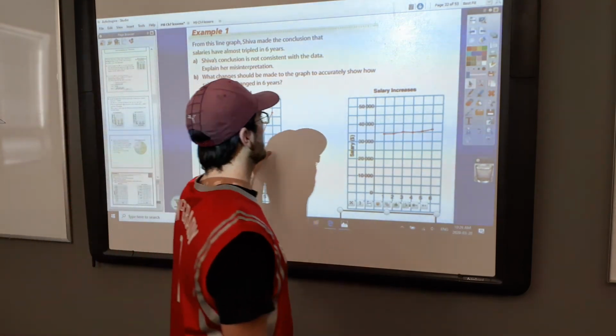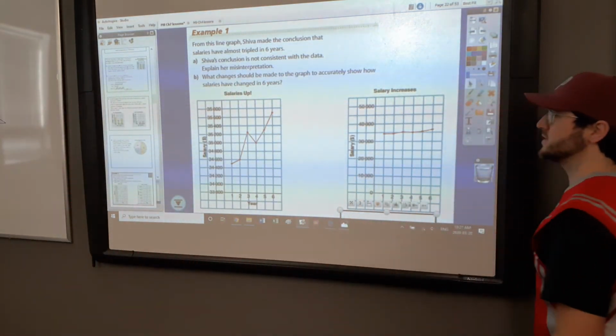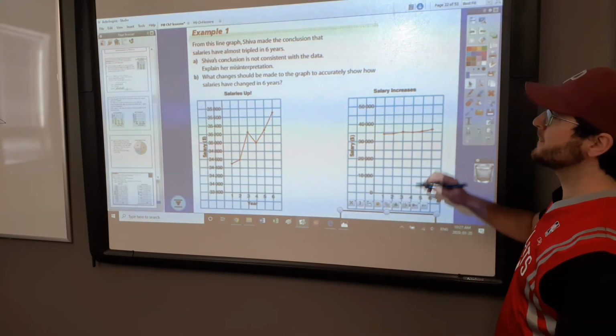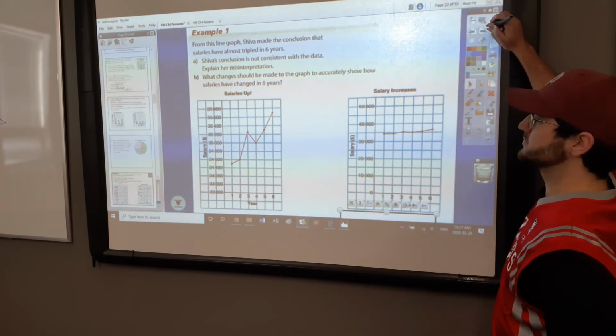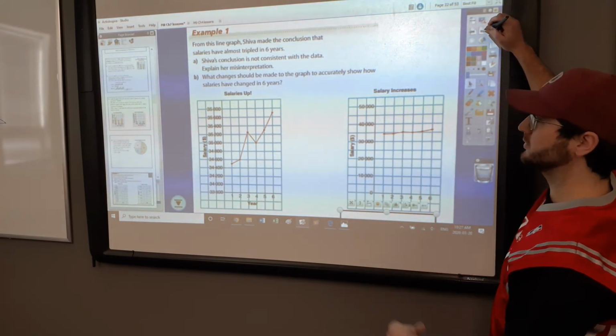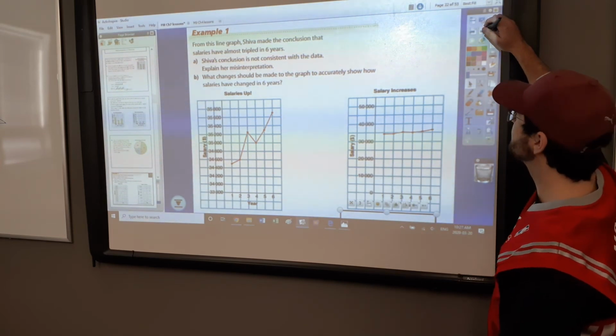And either way, as soon as you start looking at the numbers, you're going to see the truth anyways. It's just if you're kind of lazy and you just glance at the graph, you're going to notice, oh wow, that looks like it's going up.